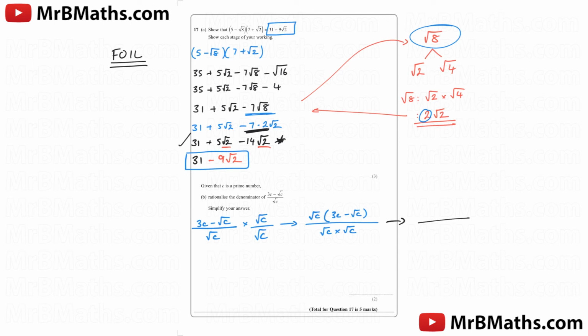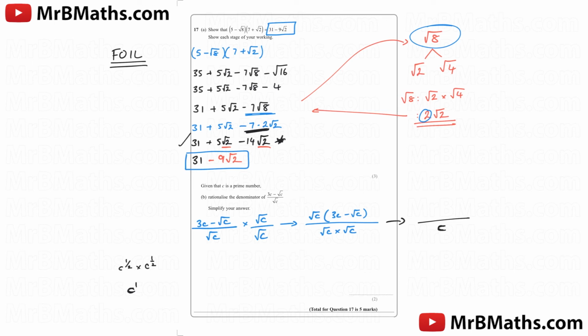So root c times root c, well that's, technically speaking, c to the half times c to the half. And then remember with indices, when we are multiplying we add, so that's technically c to the 1. So all we can say here is that this becomes c. And then of course we've got c to the half, or square root of c, times 3c.